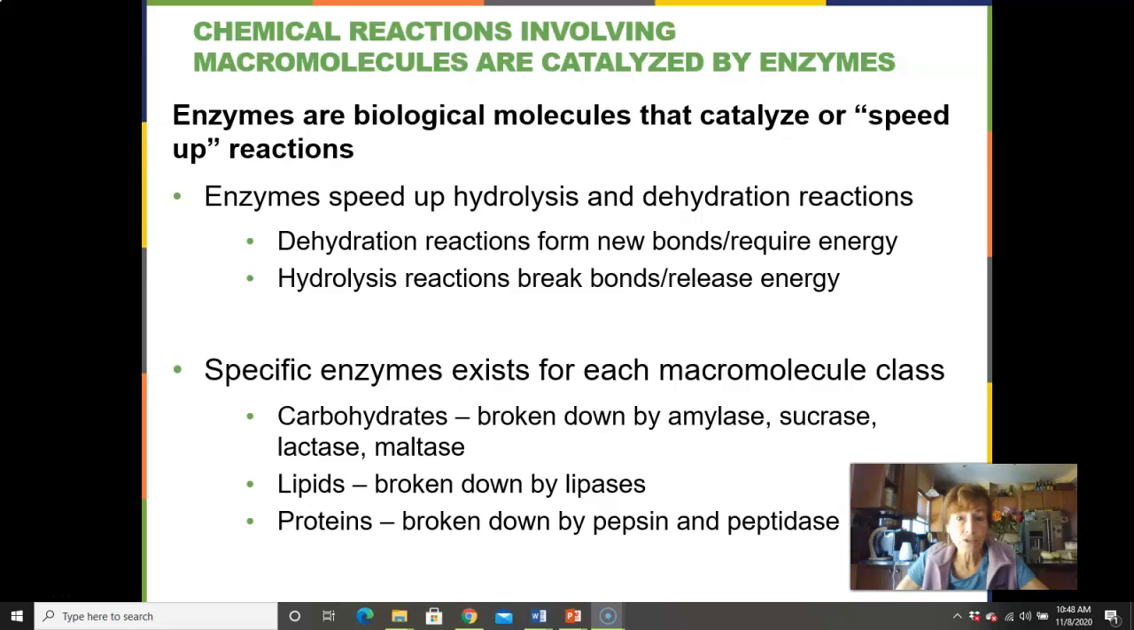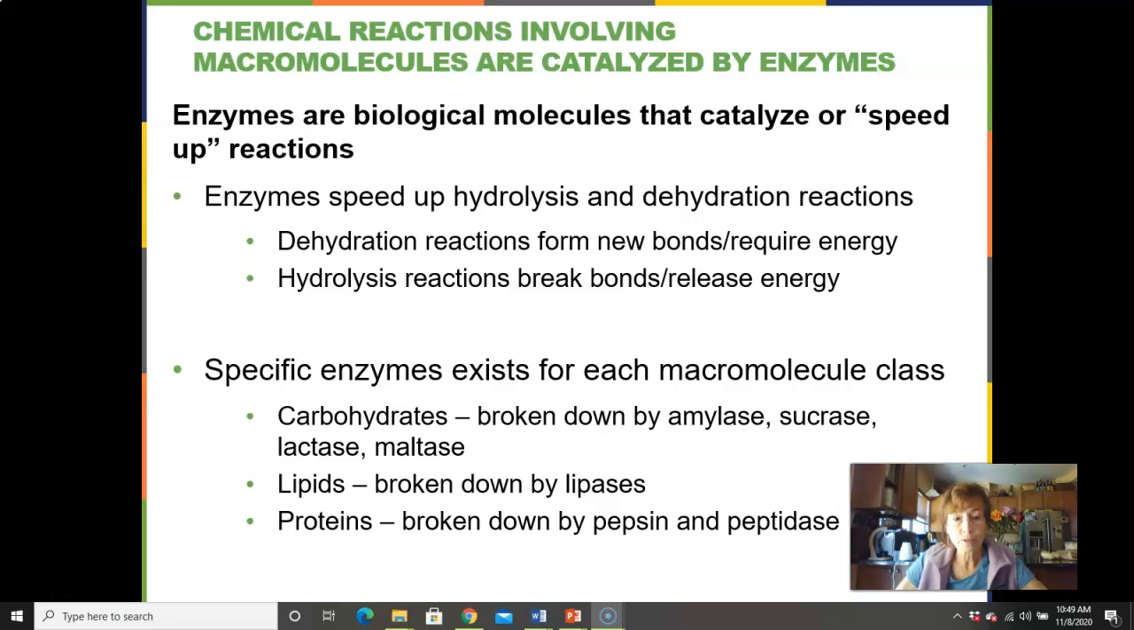One of the things I just want to bring up here is that in order for a lot of these reactions to happen, in order for hydrolysis reactions and dehydration reactions to happen, so breaking down or building up new molecules, we need to use enzymes because they greatly facilitate the speed at which this happens. So a couple things here. Dehydration reactions form new bonds. So the forming of new bonds is going to require energy, where hydrolysis is going to break bonds, and that's going to release energy. So just a couple things to note.